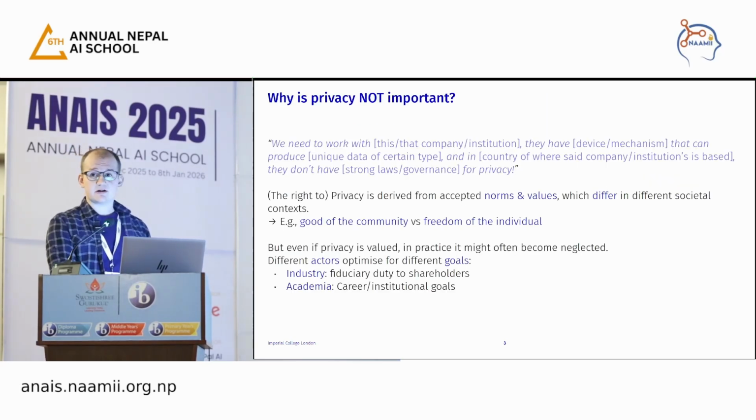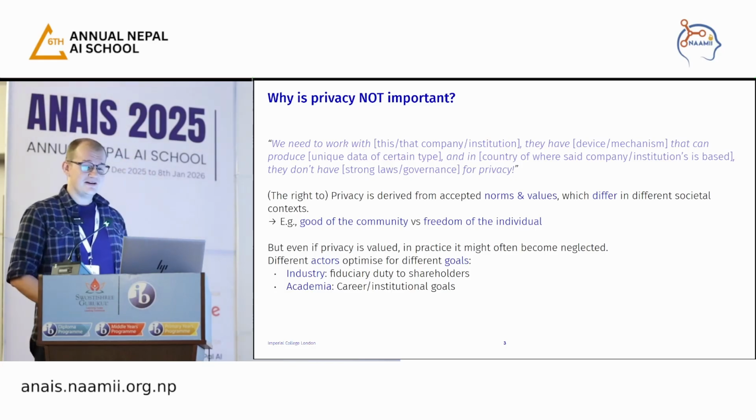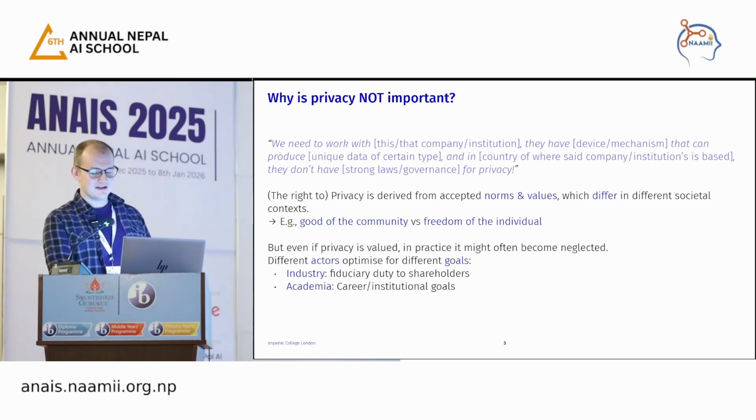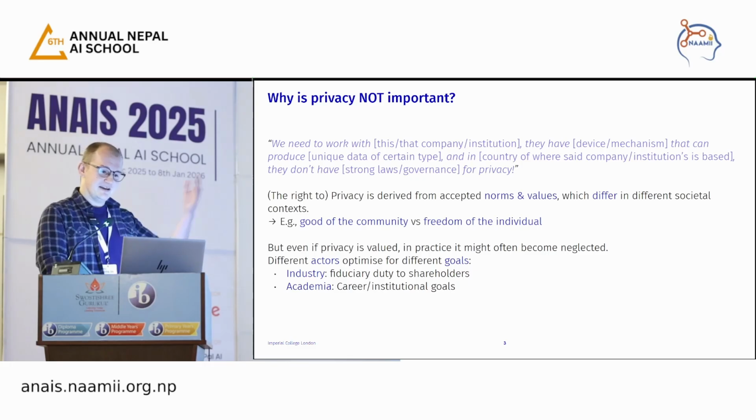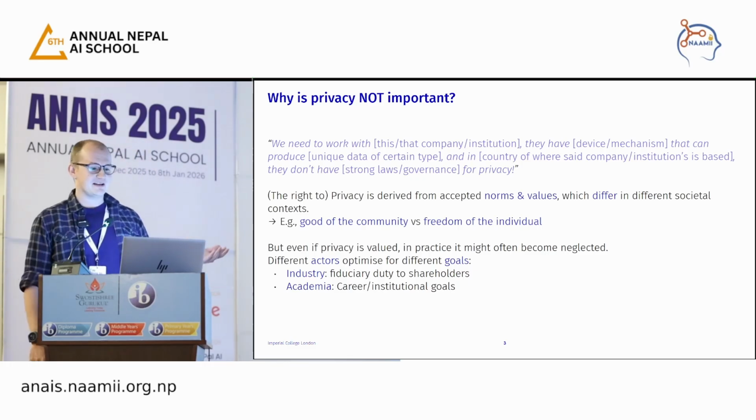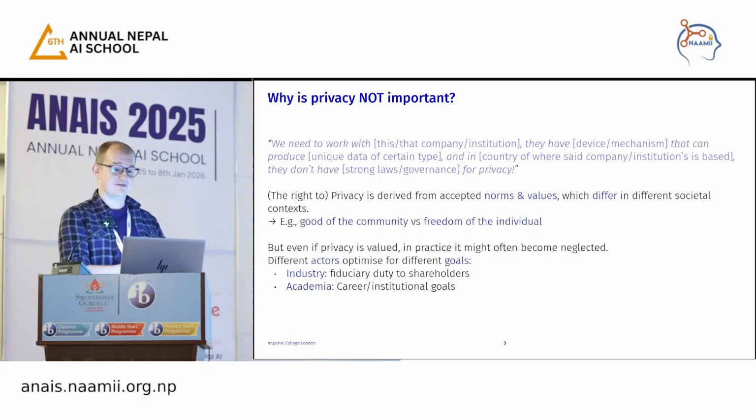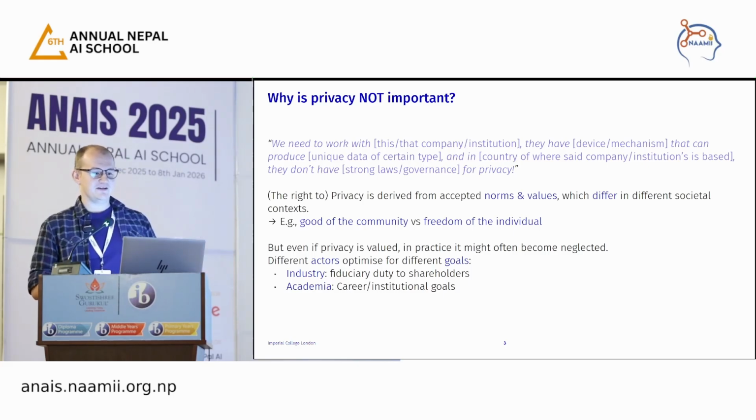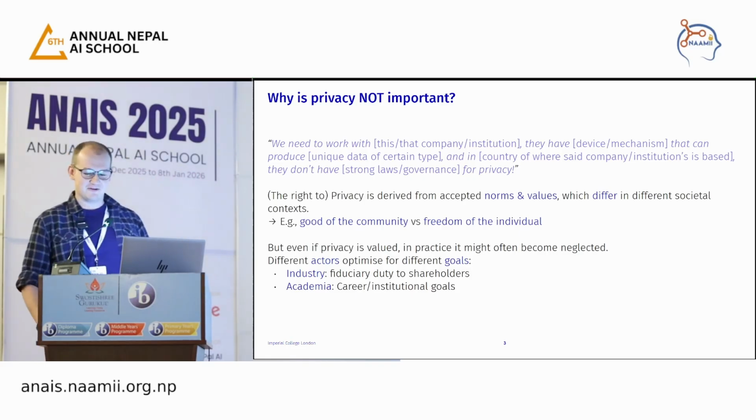Right, so let me start you off with an anecdote that might or might not have happened to me or my colleague. A colleague or collaborator might or might not have said something like this: Hey, we need to work with this and that company and institution because they have this kind of device or mechanism that can produce this kind of unique data of a certain type. And in the country where this company or institution is based, they don't have strong laws or governance for privacy. Right? So this example can provoke different responses depending on where you give it.